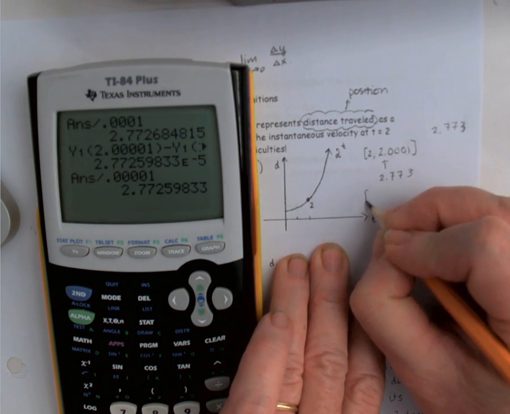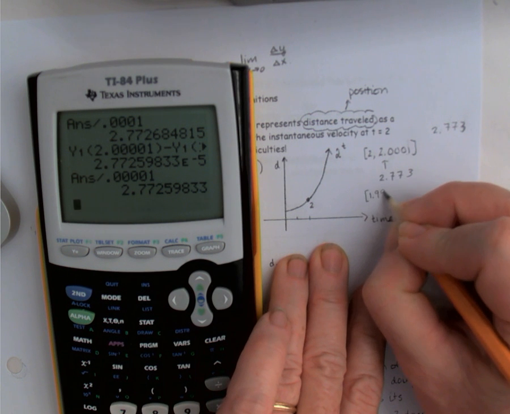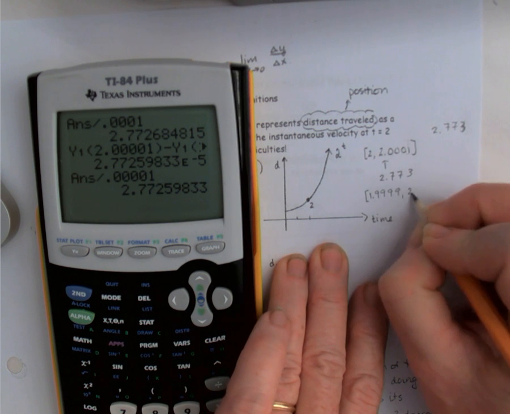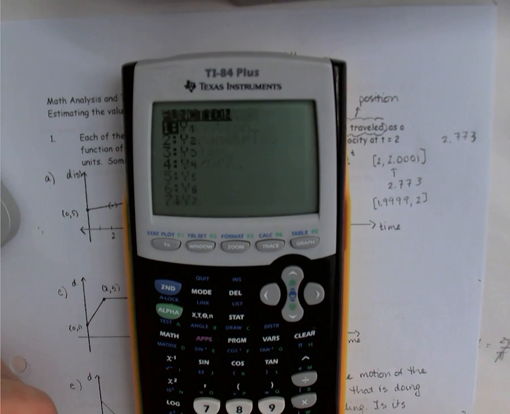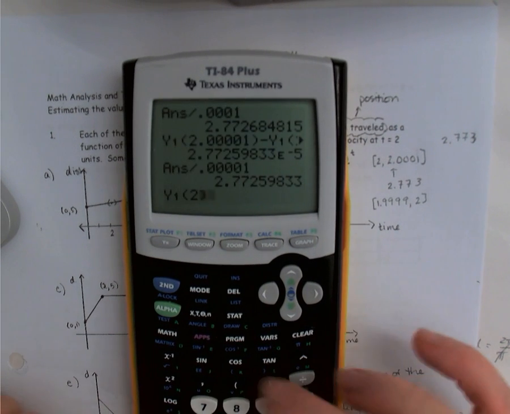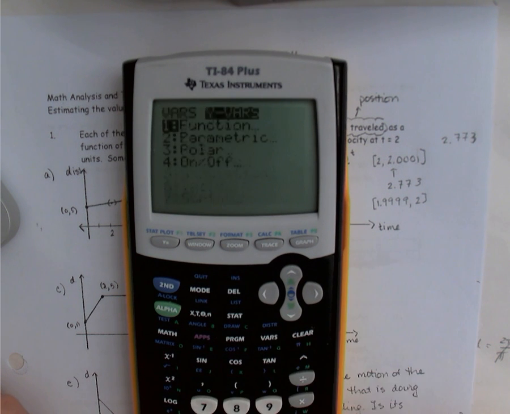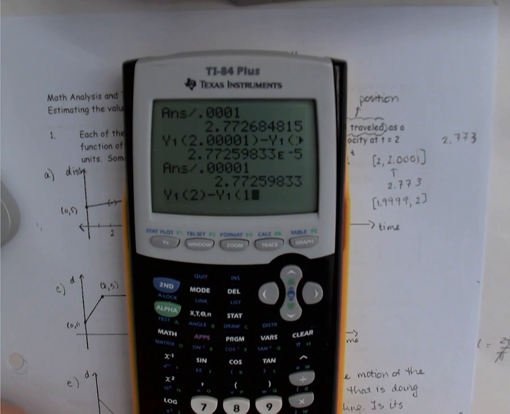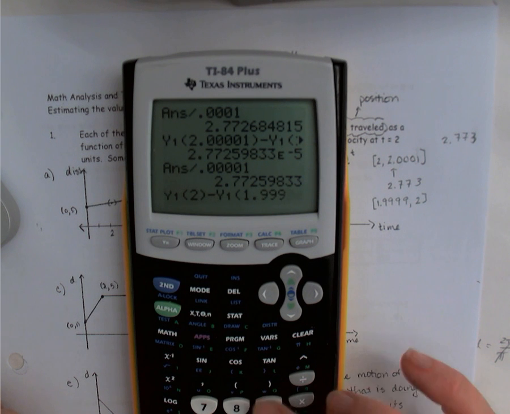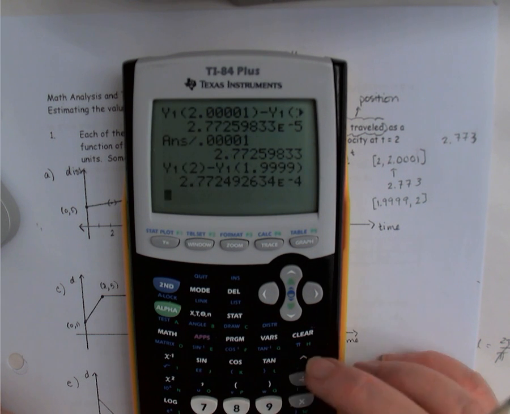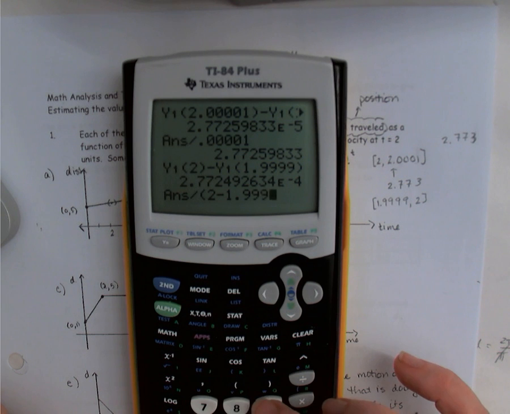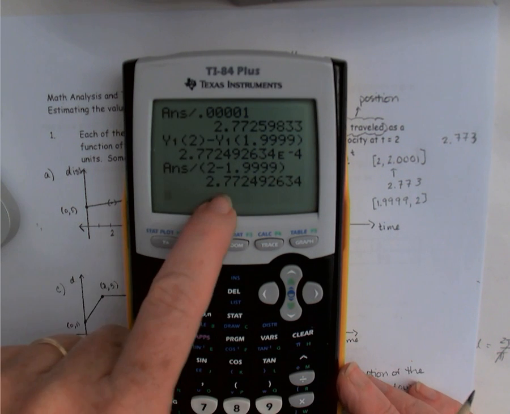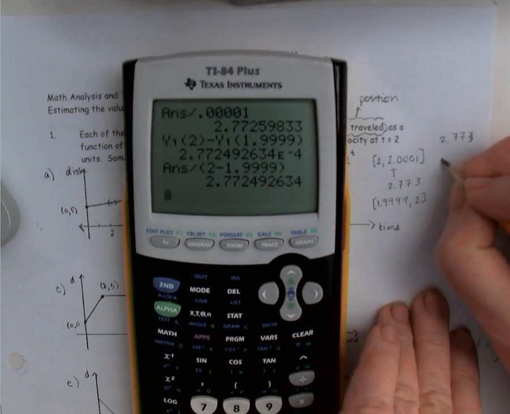I'm just going to also show you that if I looked at this from the other direction, maybe 1.999 to 2, so coming in from this side, so I'll have vars, y vars function, y sub 1 at 2 minus vars, y vars function, y sub 1 at 1.9999. And then I'm going to divide that by my change in x. So 2 minus 1.9999 gives me 2.772. Oh, goodness, 2.772.